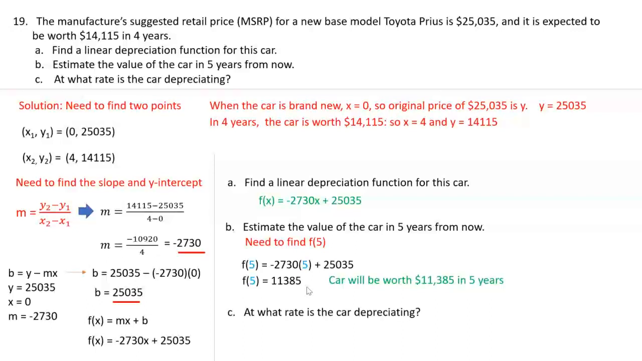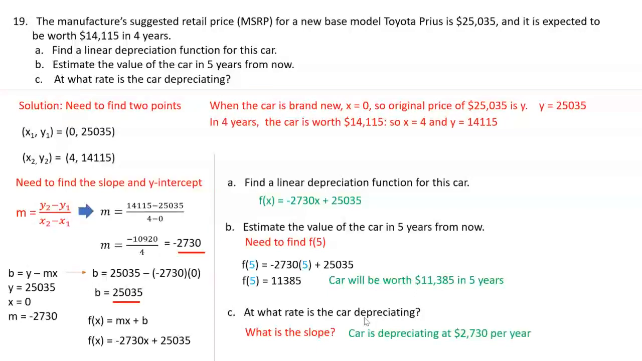Now for part C, at what rate is a car depreciating? That means the slope, right? So the slope is the answer, but we have to state the answer in proper form. The word depreciating already means it's negative. So the answer will be that the car is depreciating at $2,730 per year. If you notice, we don't put a negative sign there because the word depreciating already means negative.